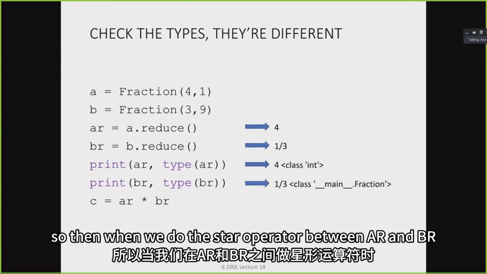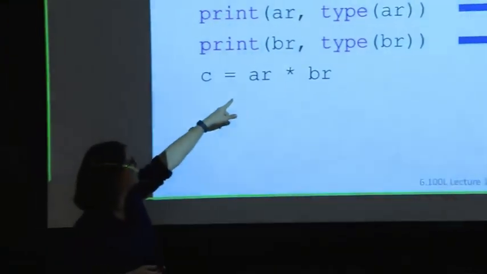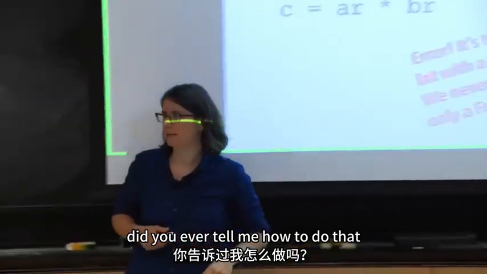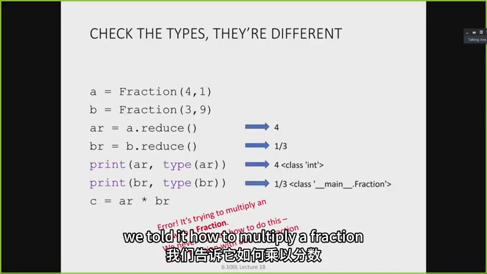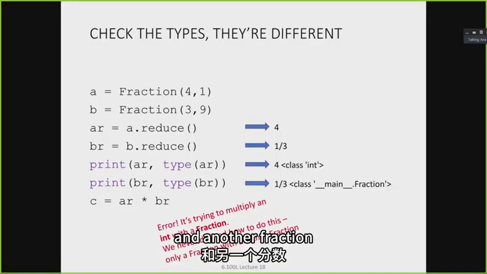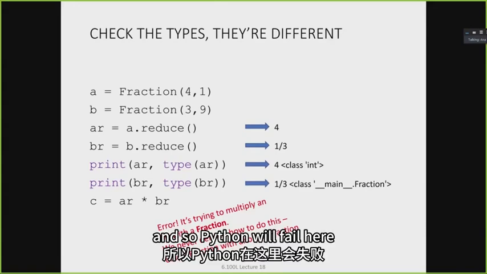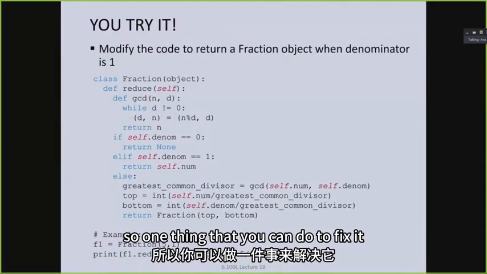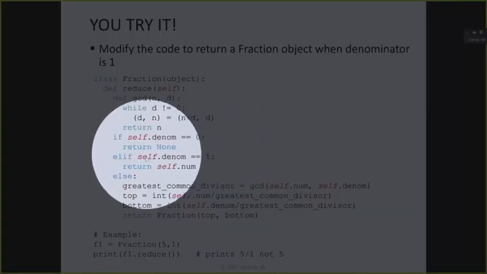So then when we do the star operator between AR and BR, Python's going to say, you're trying to multiply an int with a fraction? Did you ever tell me how to do that? No, right? We told it how to multiply a fraction and another fraction, but not an int with a fraction. And so Python will fail here. So one thing that you can do to fix it is to change this elif here.